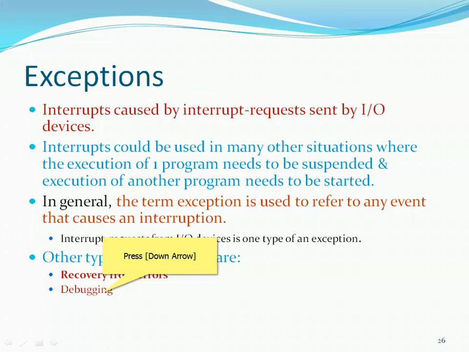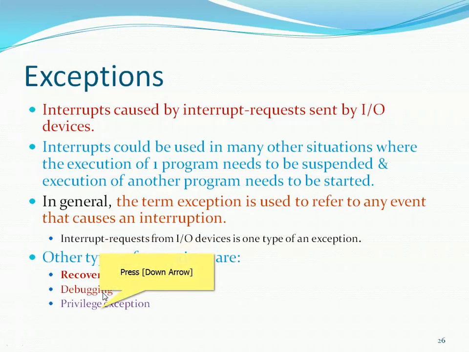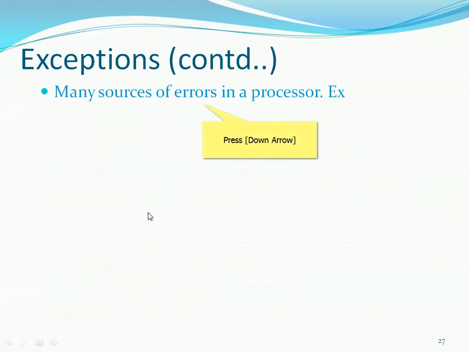and debugging, and privilege exceptions. We discussed user mode and supervisor mode. In user mode, some high priority instructions we want to execute are normally not allowed, but with privilege exceptions they will be allowed. There are many sources of errors in the processor.